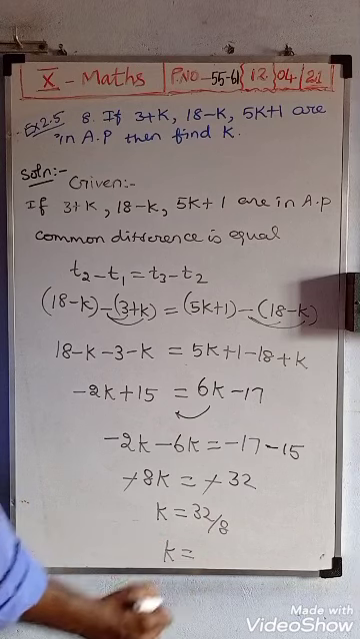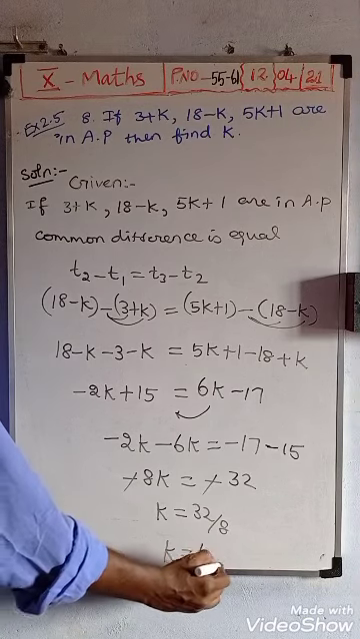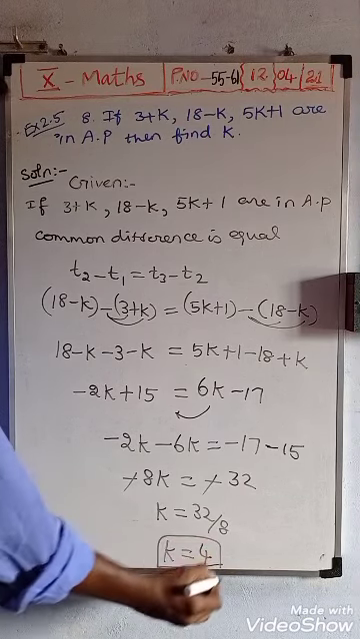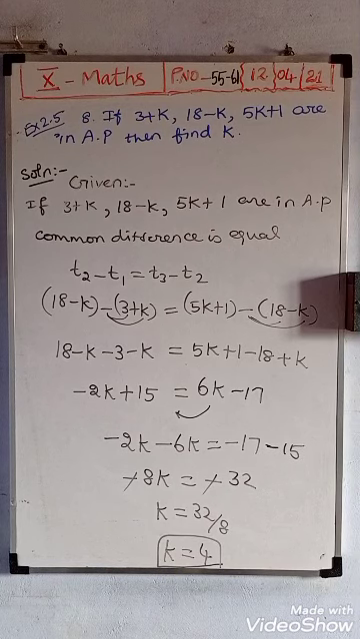8 will cancel with the 8 table. Okay, we will get 4 8s are 32. So k value is 4. So already in the question it is given, it is an AP. Using that condition we receive the answer, k value is 4. Okay, that's all.